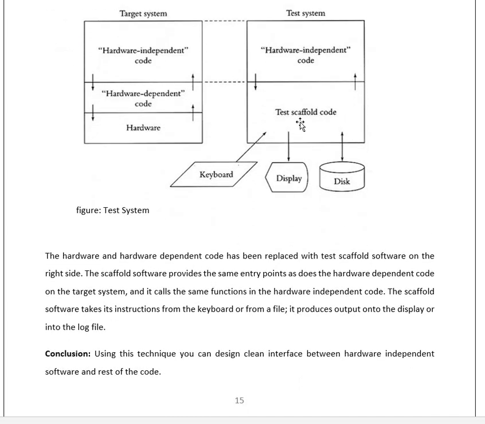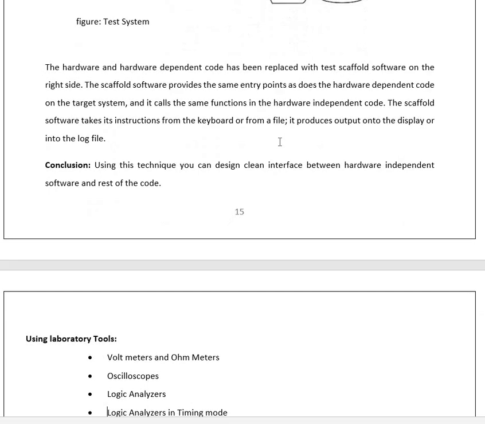So this test scaffold code provides the same entry points as the hardware dependent code does, and it calls the same functions as the hardware independent code. This test scaffold code takes its instructions from the keyboard or from a file, and it produces the output on the display or into the log file. So using this technique, you can design a clear interface between hardware independent software and the rest of the code.